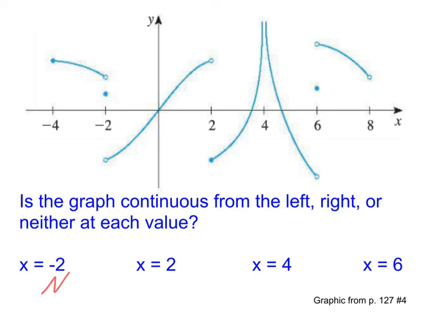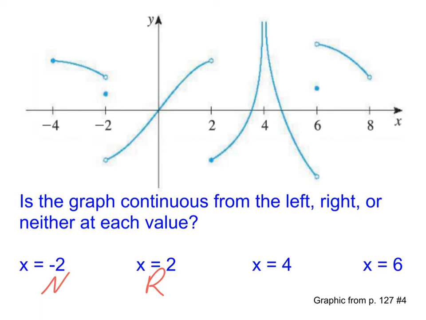Okay, at x equals 2, is it continuous from the left? No. Nope, open circle there. Is it continuous from the right? Yes, because it's approaching a closed circle, so there's actually a value there, so that's approaching from the right. Okay, x equals 4. Is it continuous from the left?